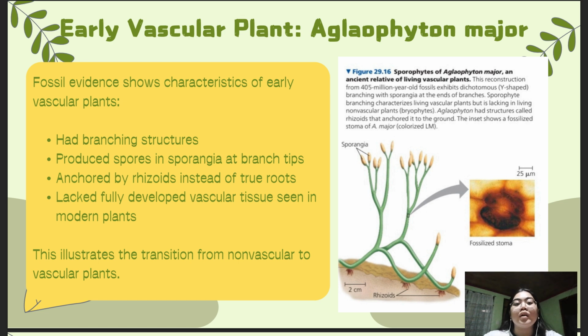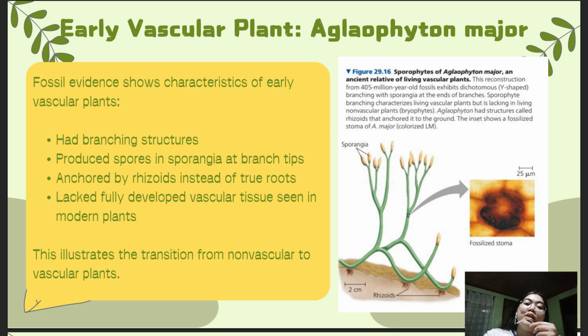Another example of the earliest vascular plants is Aglaophyton major. As we can observe, it now has branching structures, has sporangia that produce spores at the tip, and has rhizoids that anchor it to the ground. In the picture, it also shows a fossilized stoma. Stomata are pore-like structures found in plants that are responsible for gas exchange.